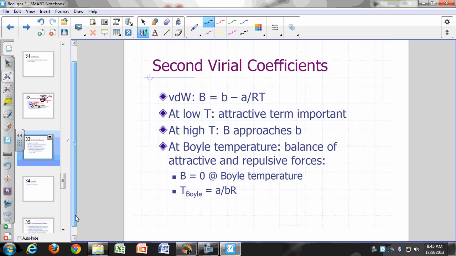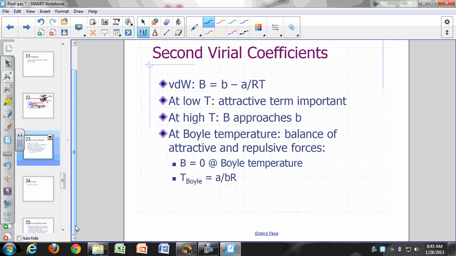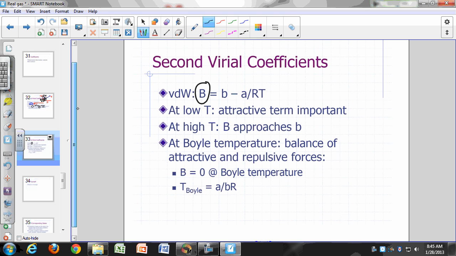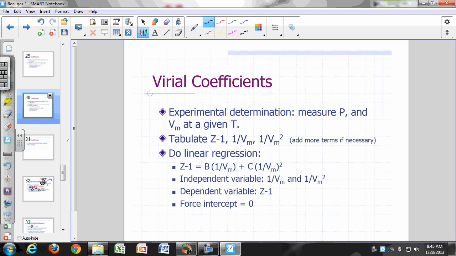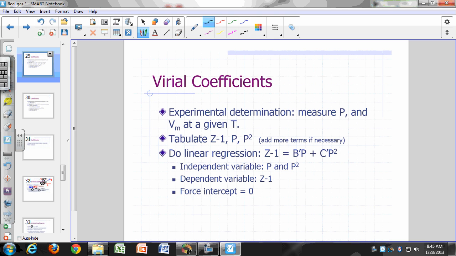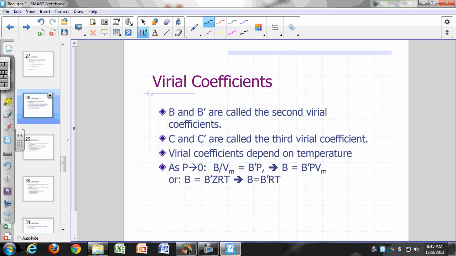All right. Now you could actually relate the second virial coefficient. Remember, this B is related to B prime. What was the relationship between B and B prime? You remember? You were able to relate B and B prime earlier. Here, B is B prime times RT, right? So what's the difference between B and B prime?